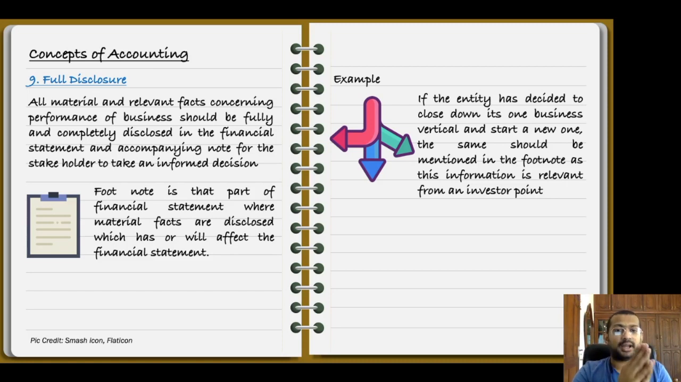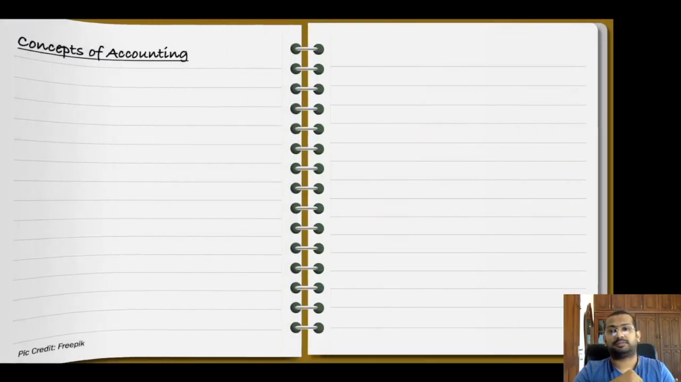Even though the company is not winding up, this is an important event which has a very big impact on the financial statement, and this information should be mentioned in the footnote stating that the company has decided to shut down its cigarette business. So the full disclosure concept states that all the important things that affect the operations of the company, that affect the financial statement of the company, should be mentioned in the financial statements and accompanying footnote.